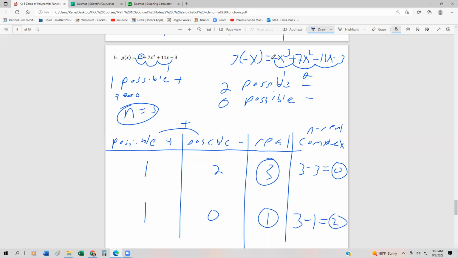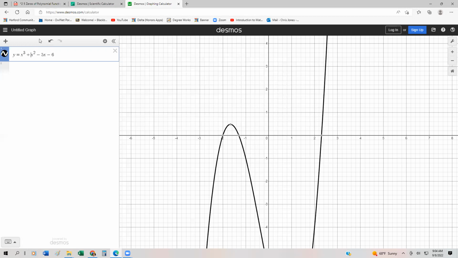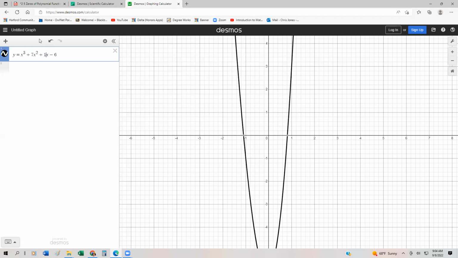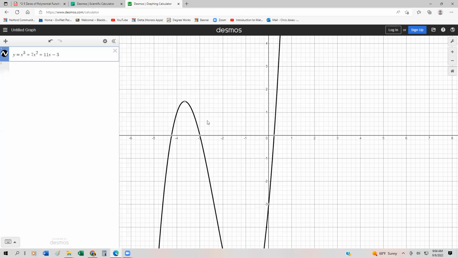All right, now, once again, let's graph it. Let's see what happens. So we have our x cubed, and I think it was 7x squared, and then we have 11x, and then I think we had minus 2. Let me check that just to make sure, minus 3. All right, and so what it looks like is that we have 2 negative real zeros and 1 positive real zero. Okay, that's no problem. So I'm just showing you that Descartes' rule of signs just tells us the possible number.